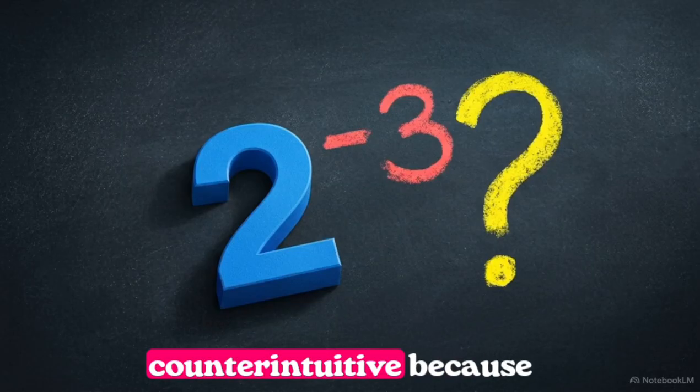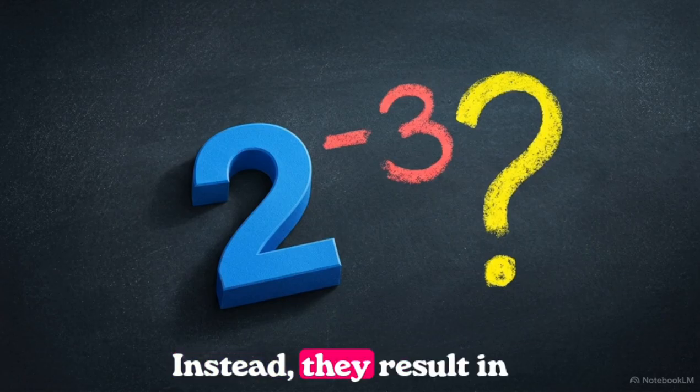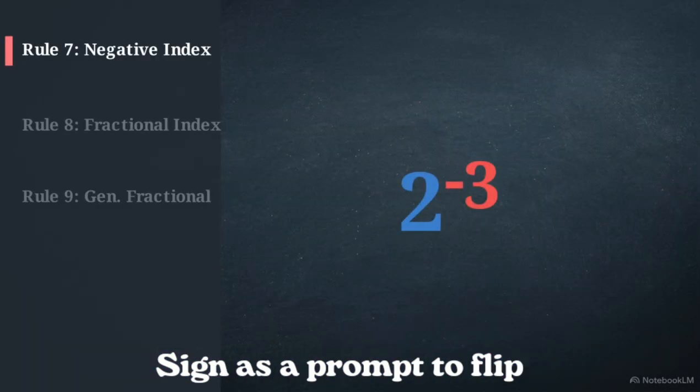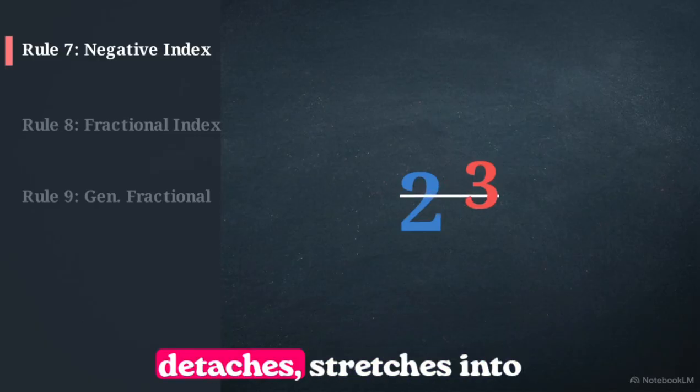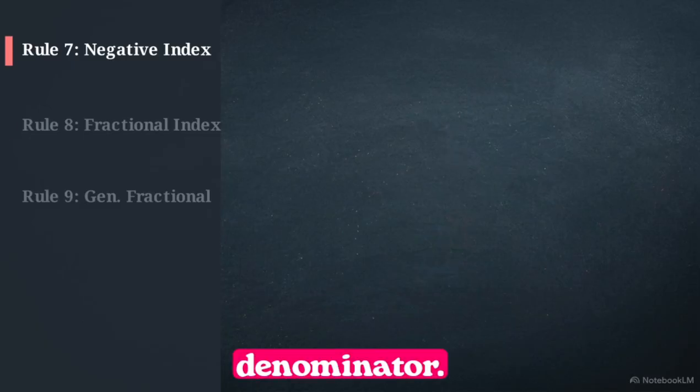Negative powers can be counterintuitive because they do not result in a negative number. Instead, they result in a fraction. You can think of the negative sign as a prompt to flip the base. The negative symbol detaches, stretches into a fraction bar, and moves the base to the denominator.